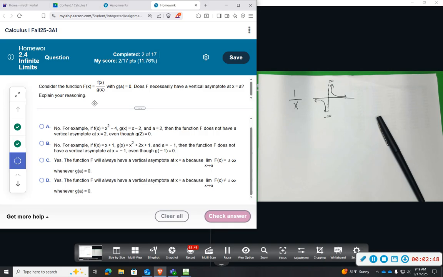I would say no, based on the GeoGebra problem, because if it equals 0, it could factor out and you have a hole. So instead of looking at the yes, I'm looking at the 2 no scenarios, and this one says no. For example, if you have x squared minus 4 and g of x is x minus 2, this is a difference of squares, and a equals 2, the function f does not have a vertical asymptote at x equals 2, even though g of 2 is 0. So yes, this works. This would be the case where you have something cancel out.